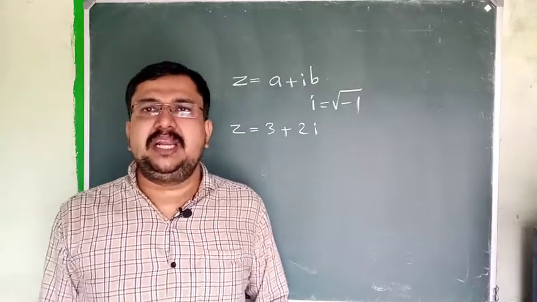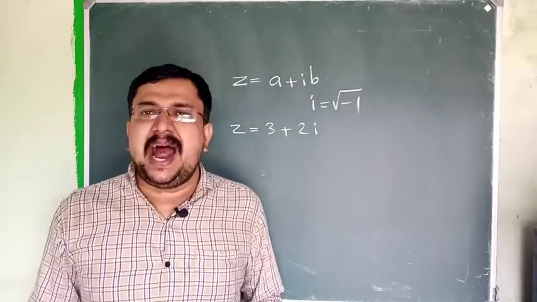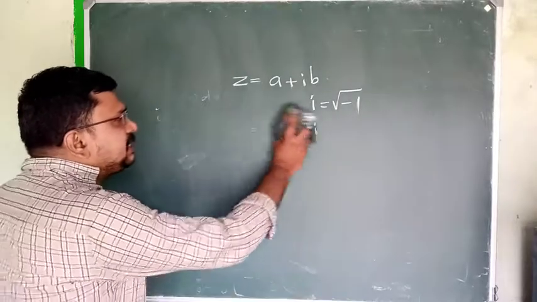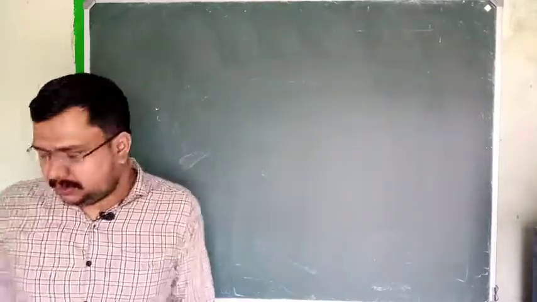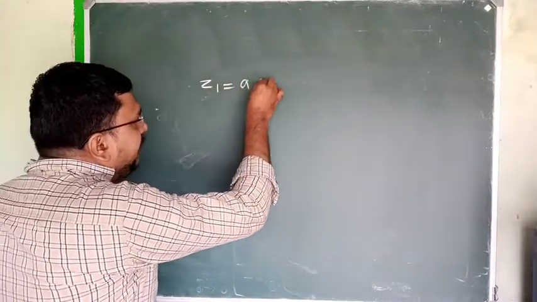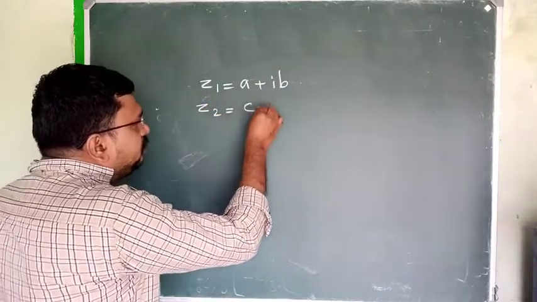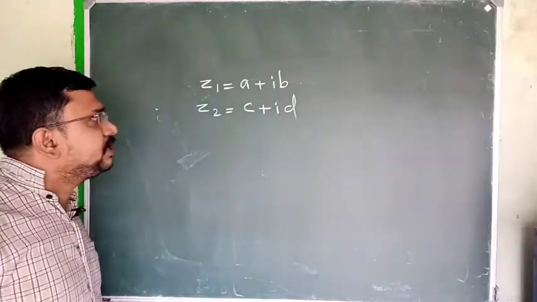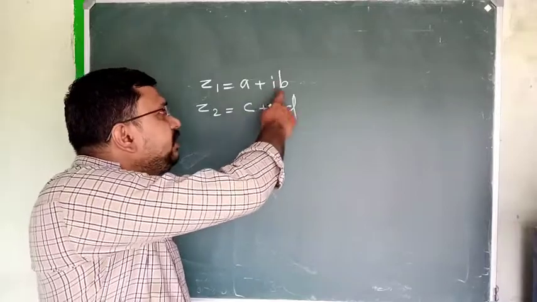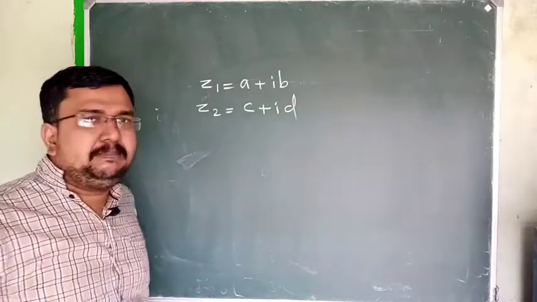First we can study the algebra of complex numbers. First, addition of two complex numbers. Let us suppose two complex numbers. First one is z1 equal to a plus ib and z2 equal to c plus id. Look at that, two complex numbers are there. First one is z1 equal to a plus ib and the second one is z2 equal to c plus id.